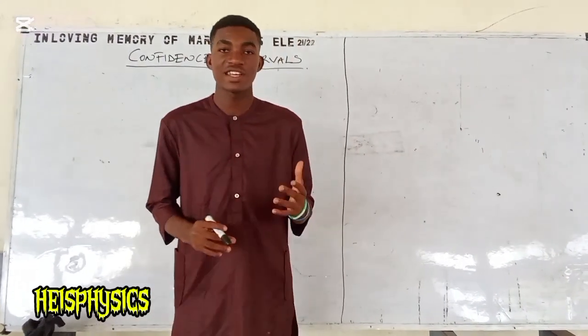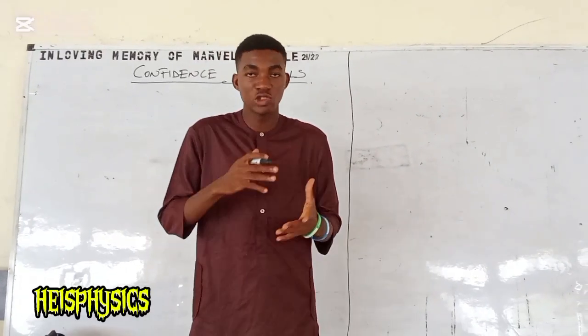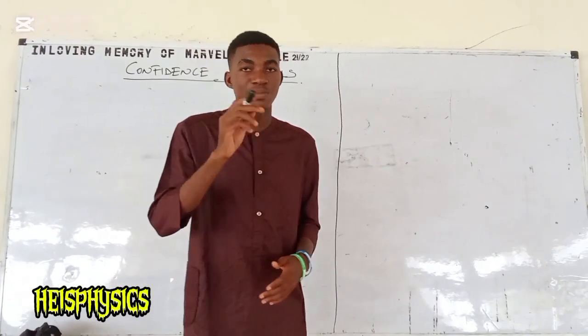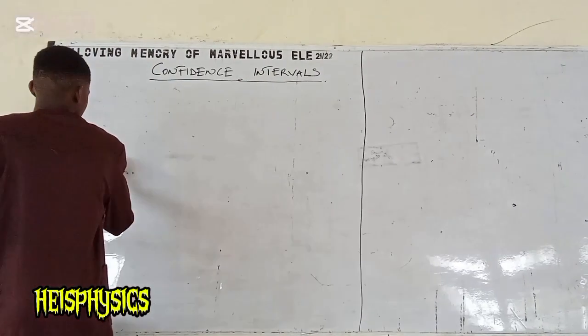Today we're talking about confidence interval. Confidence interval is simply the estimate of a range where the true population mean likely falls. Let me explain this with a normal distribution curve. So this is a normal distribution curve.